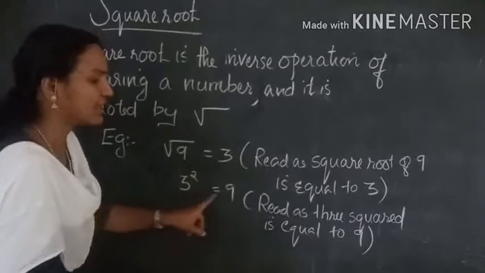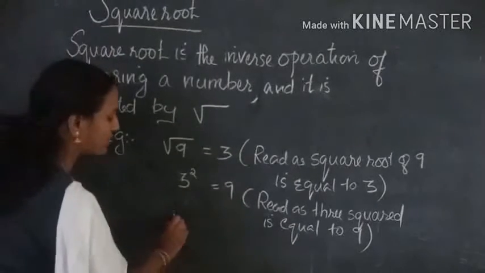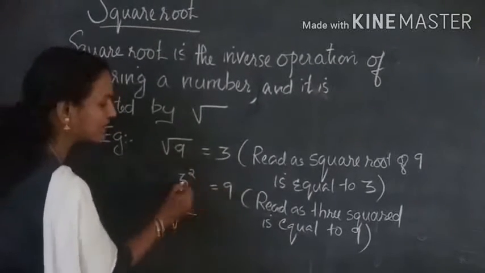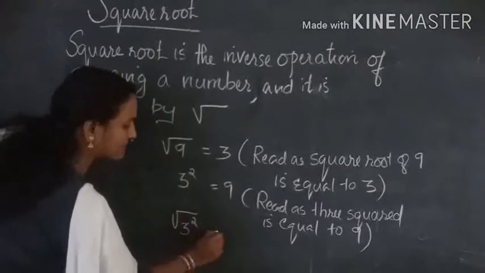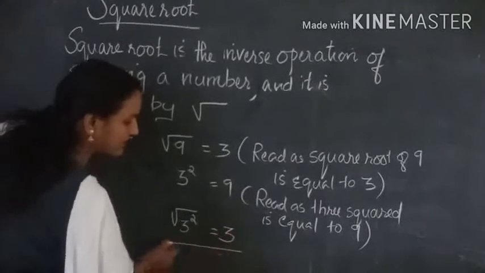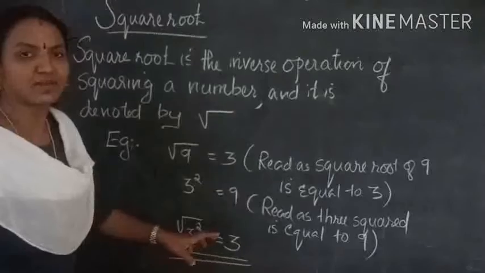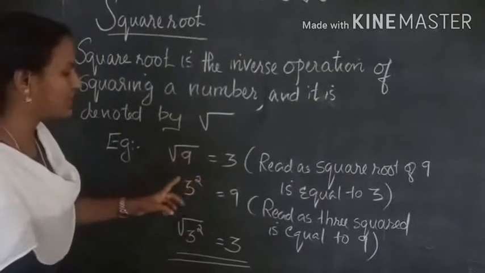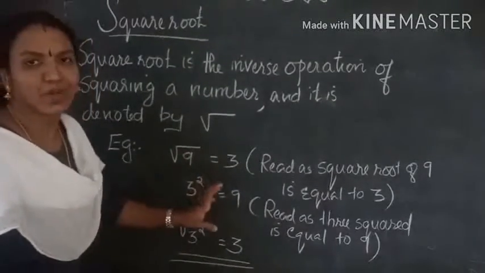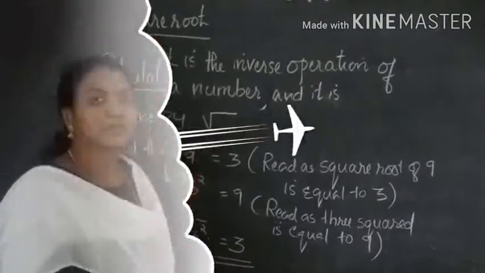3 square is equal to 9. So root of 9 is equal to 3 square. So root 3 square is equal to 3, because the square root is the inverse operation of squaring a number.